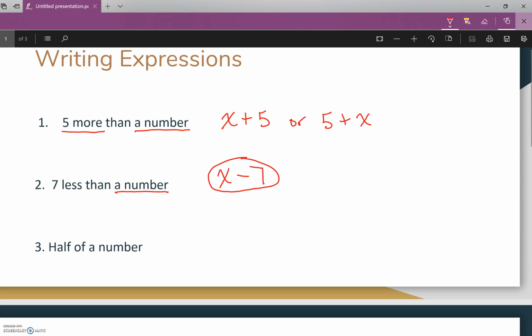Third one, half of a number. So again, a number, it's unknown. We want half of it. So you're going to take that number and divide it by 2. So you could write it as a fraction like that, number divided by 2, or you could write it as x divided by 2. Both are correct expressions.